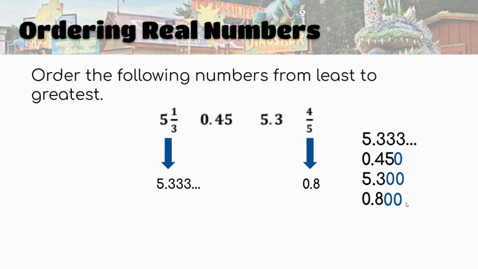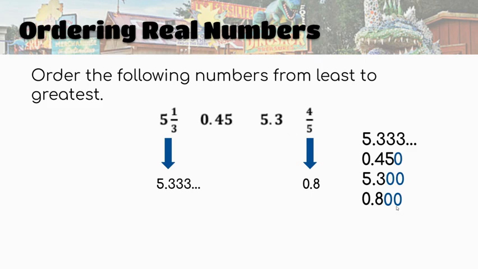So the very first thing I want to see is I'm looking at the whole numbers. I see 2 of them have 5s and 2 of them have zeros. But if we're ordering from least to greatest, I'm going to start with the zeros. And then here I can look in the tenths place. This one has a 4, this one has an 8. Or this is 450 thousandths compared to 800 thousandths. So this one's going to come first. So 0.45 is the smallest.